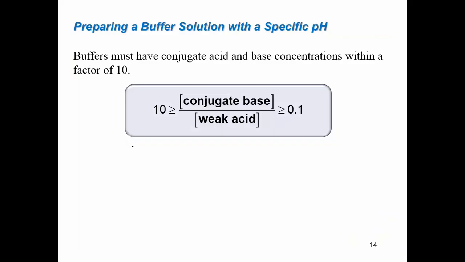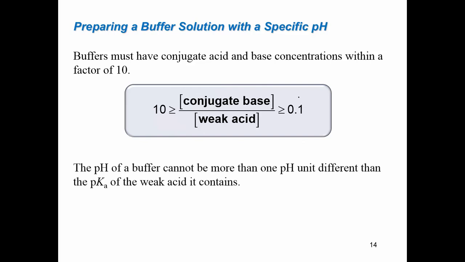A rule that is very often overlooked is that buffers must have the conjugate acid base concentrations within a factor of 10 of one another. So the ratio must be between 10 and 0.1. This is something very often overlooked, and I would very strongly suggest that you write this down somewhere so that you have it available to you. The pH of a buffer cannot be more than 1 pH unit different than the pKa of the weak acid it contains, because the system simply is not going to be able to handle an overload of acid or base. It can handle small amounts and resist change.